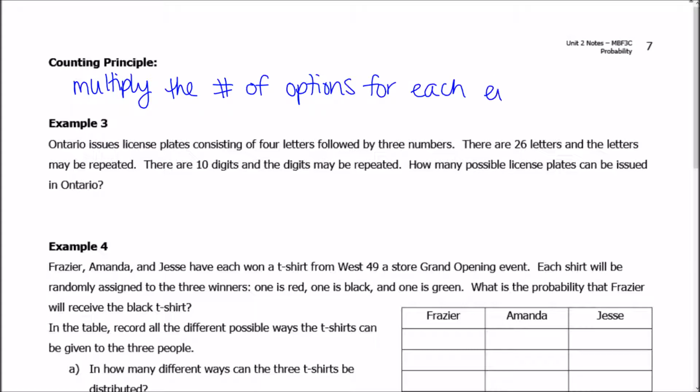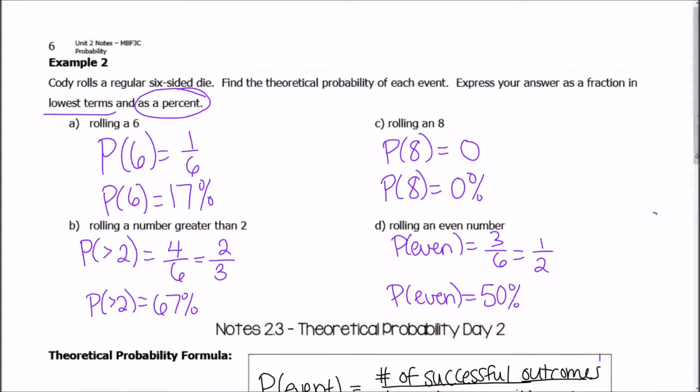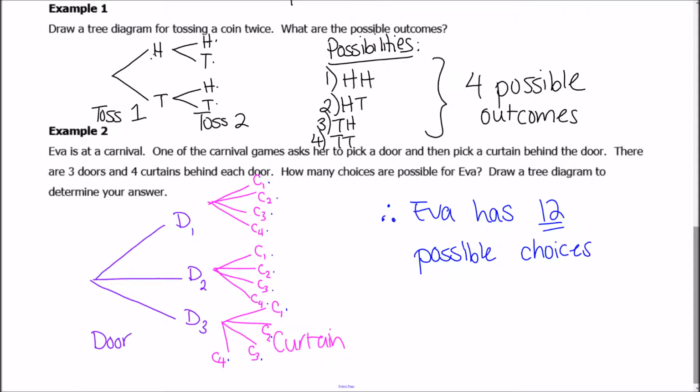Okay, so I'm going to flip back to page 6. For example 2 right here, event 1 was doors, and event 2 was curtains. There were 3 options for doors and 4 options for curtains. Because the counting principle says to multiply the number of choices, 3 times 4 is 12, so there are 12 possible choices, which is exactly what we got here.